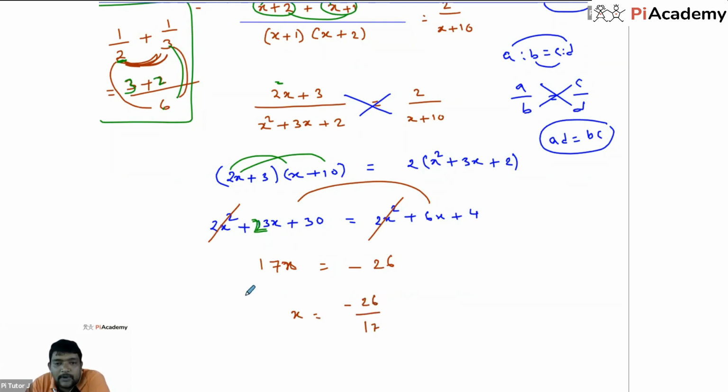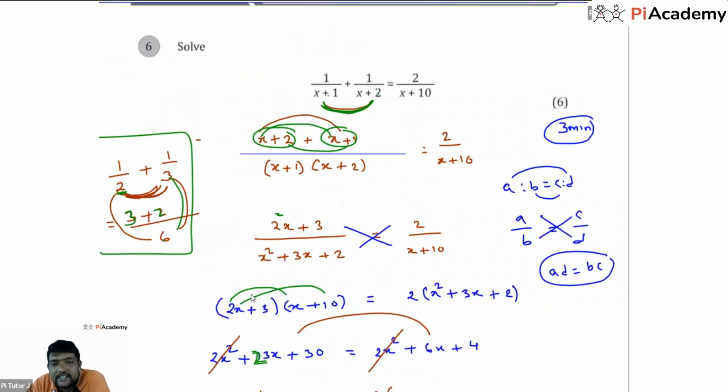Am I correct? Check, guys. Yes, sir. Okay, good. So you can leave the answer there, x equal to negative 26 over 17. Any questions on this? Any questions, guys? No, sir.